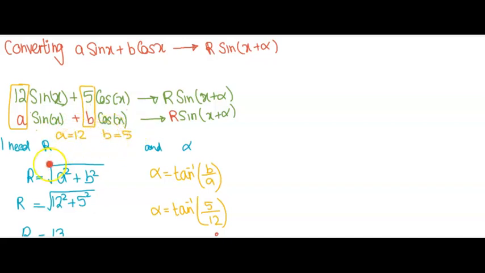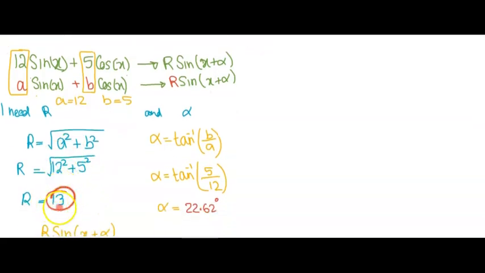You know the formula for the R. What's the R? R is the square root of A squared plus B squared. I just put the values straight away in the calculator. I got the value of the R as 13.